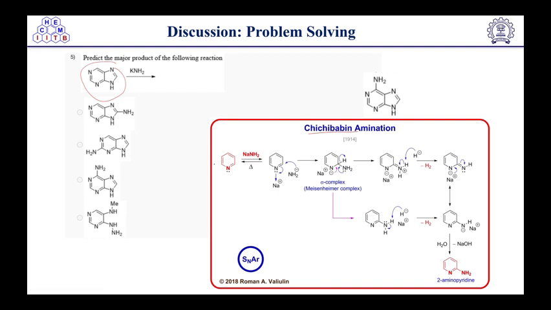Okay. So here we have pyridine and we have sodium amide. The NH2 minus nucleophile will attack on the ortho position of pyridine, and this bond will open up. When this bond opens up, a negative charge will generate over here. So this is also known as a Meisenheimer complex.